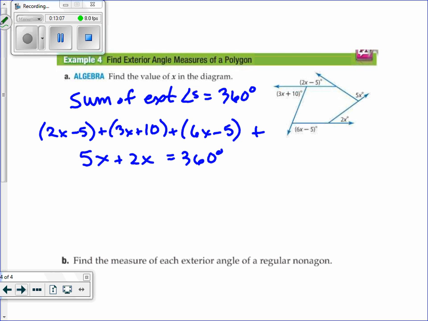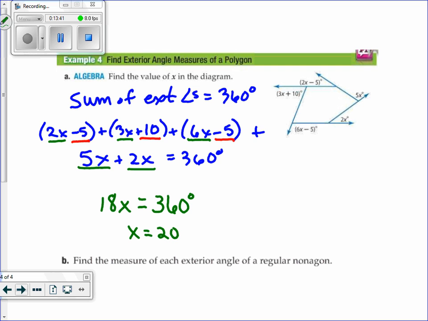Since it's all addition, I'm just going to combine like terms. 2x plus 3x is 5x, plus 6x is 11x, plus 5x is 16x, plus 2x is 18x. And then my constant terms: negative 5 plus 10 is 5, minus 5 is 0. So the constant terms cancel, and I'm left with 18x equals 360 degrees. Then you want to divide by 18. So x equals 20 degrees.